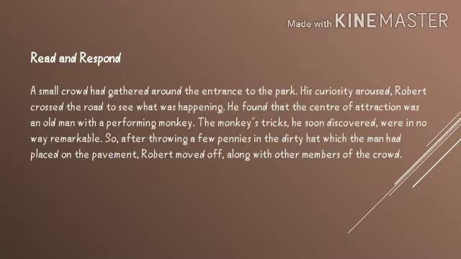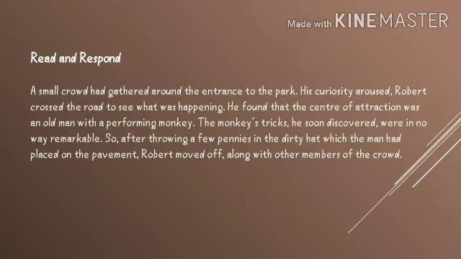A small crowd had gathered around the entrance to the park. His curiosity aroused, Robert crossed the road to see what was happening. He found that the center of the attraction was an old man with a performing monkey. The monkey's tricks, he soon discovered, were in no way remarkable. So after throwing a few pennies in the dirty hat which the man had placed on the pavement, Robert moved off along with other members of the crowd.